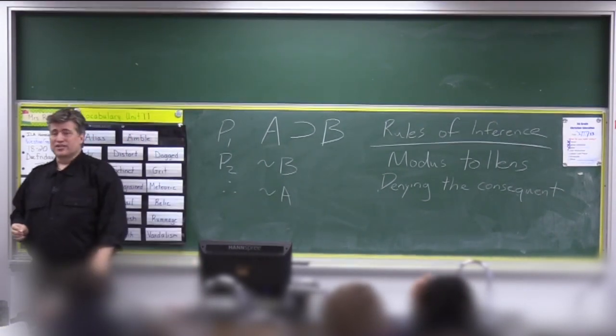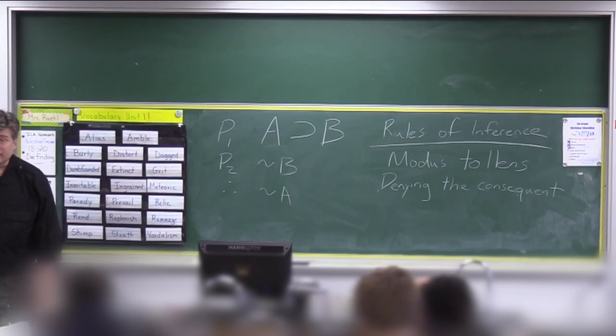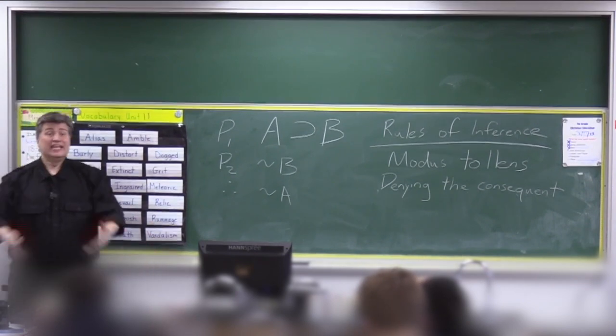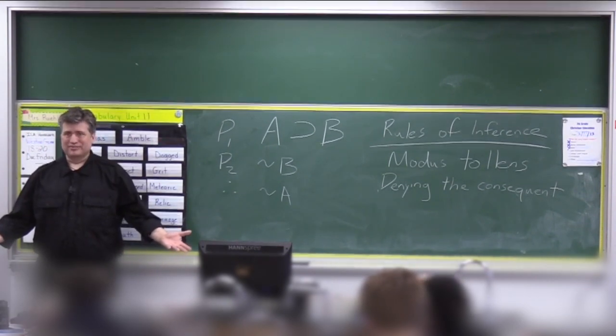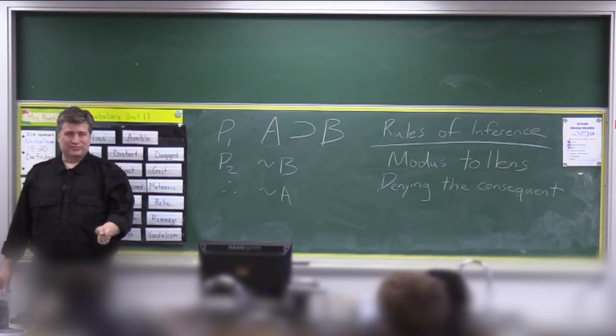Think about our studying example. If John is at the library, then he is studying. Premise 2, John is not studying, which tells you what? Then he ain't at the library, is he? Because if he was at the library, he'd have to be studying based on the first statement, if the first statement is true.